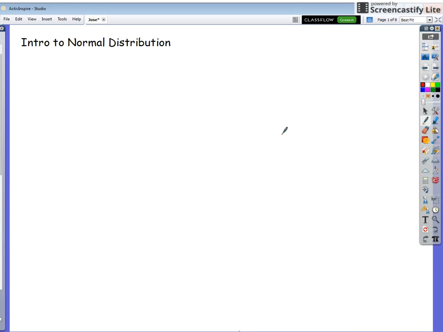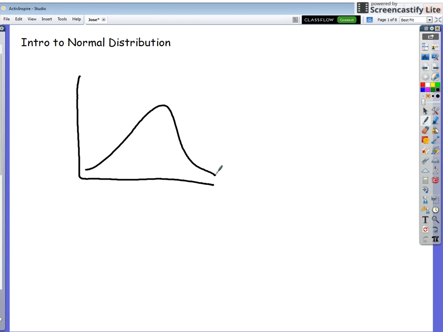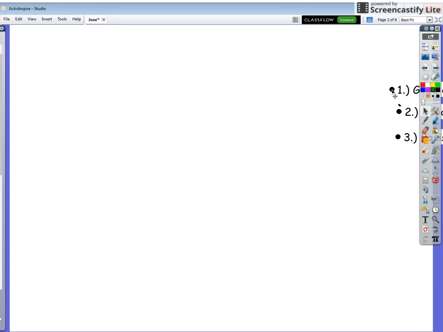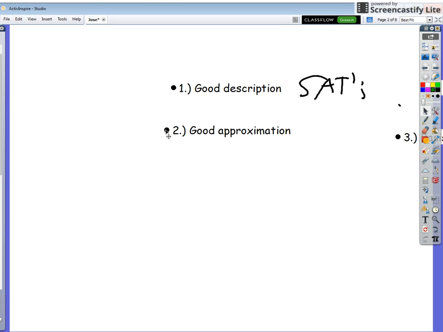All right, so one of the common curves you might have worked with in your previous math class is called the bell curve. That's the same curve we're going to be working with in statistics, but instead of the bell curve, we're just going to call it the normal curve. There are three reasons why we use this. One, it gives a good description of distributions of real data, such as your SATs. It also has a good approximation.